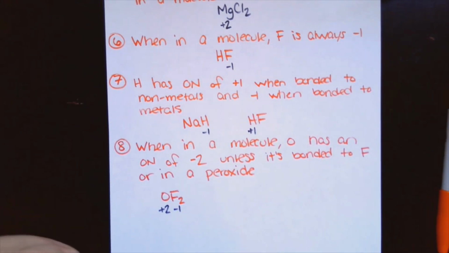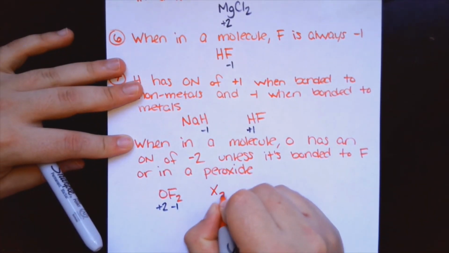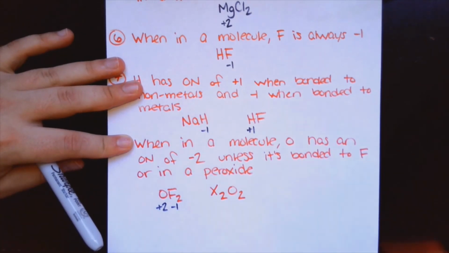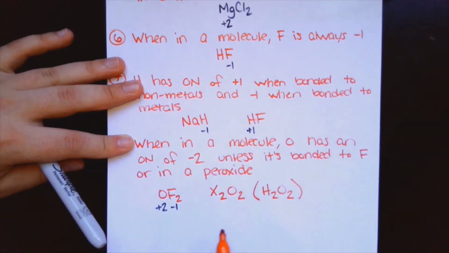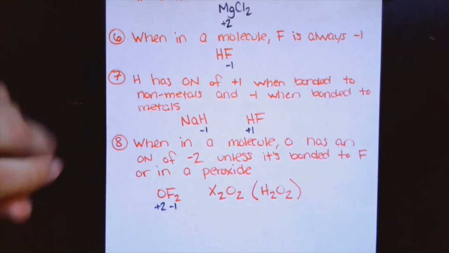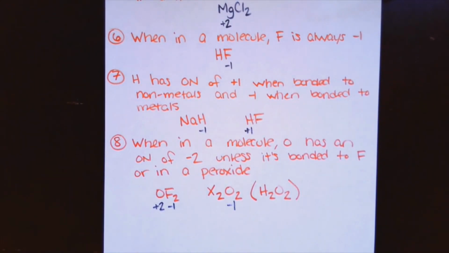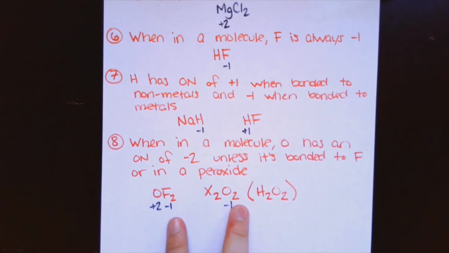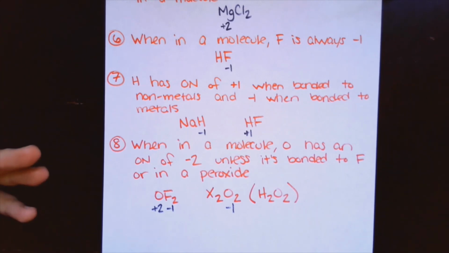And now a peroxide is something like H2O2, for instance. So it just has the general formula X2O2. Hydrogen peroxide is an example of that, and that's H2O2, but it's not the only example. So if you see this formula, that's a peroxide. And in a peroxide, oxygen has an oxidation number of -1. But unless you have one of those 2 exceptions, in every other molecule that oxygen is involved in, it's going to have an oxidation number of -2. So those are your rules for assigning oxidation numbers, and in the next video I'll show you how to apply some of those.